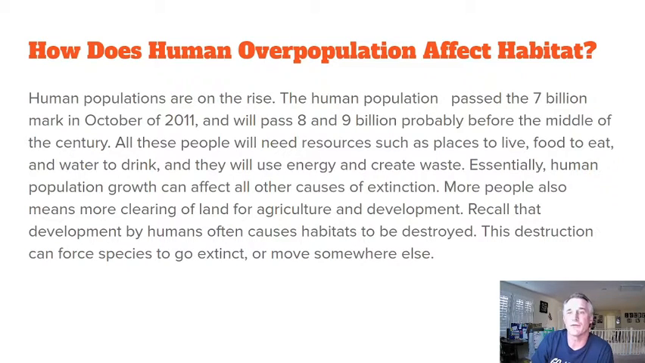All of these people will need resources such as places to live, food to eat, water to drink. They'll have to have some kind of energy source. They'll be creating waste. Essentially, human population growth can affect all other causes of extinction. More people also means more clearing of land for agriculture and development because they'll have to grow more food. They'll be putting in new cities, new towns, new roads. And recall, development by humans often causes habitats to be destroyed, as we saw in the previous slides. This destruction can force species to go extinct or move elsewhere.